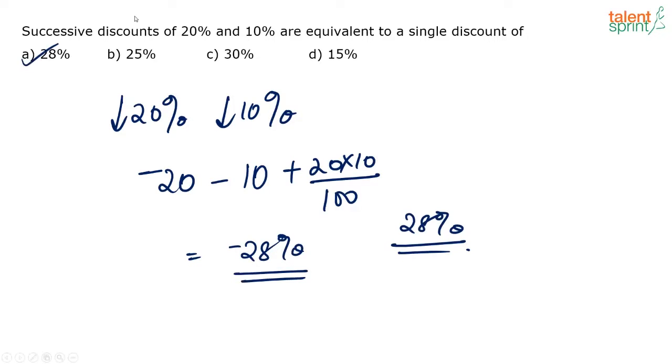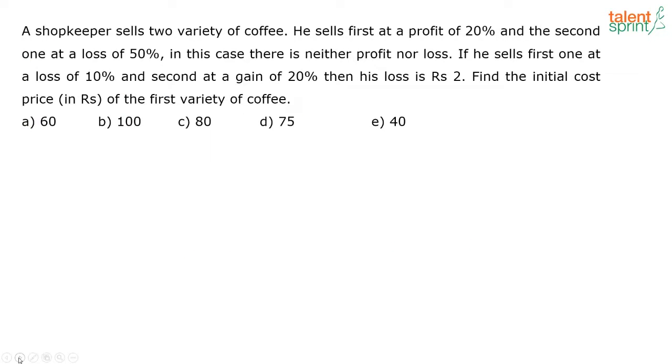Option A. Next question. A shopkeeper sells 2 varieties of coffee. He sells the first at a profit of 20% and the second one at a loss of 50%. In this case, there is neither profit nor loss. If he sells the first one at a loss of 10% and the second at a gain of 20%, then his loss is rupees 2. Find the initial cost price of the first variety of rice.